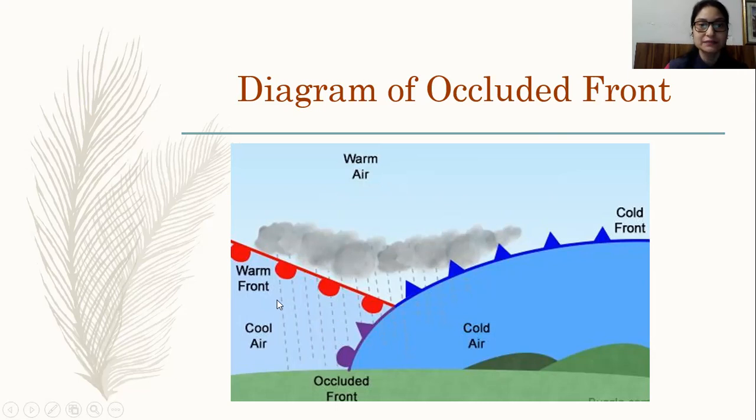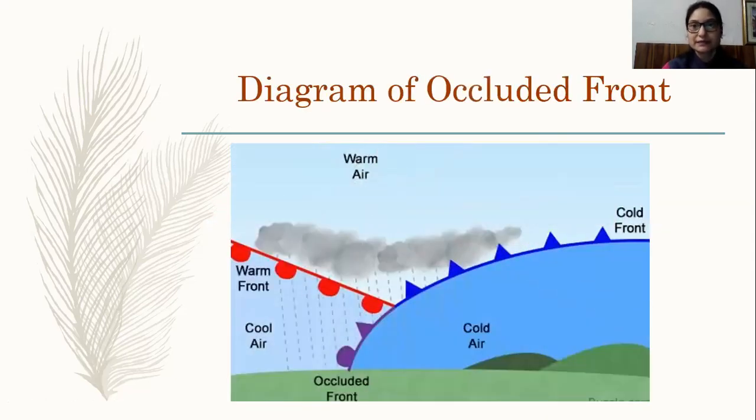Warm air, being light in weight, is rising upward, and there is cloud formation and precipitation, as we can see in the diagram over here. And the cold air, in this stage, will completely occupy the portion occupied by the warm air. So this is the occluded front.